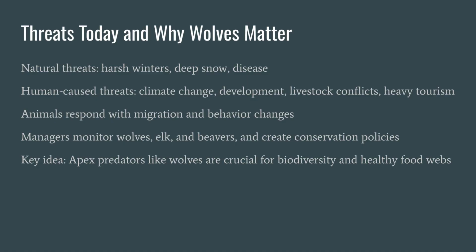Wildlife managers now carefully monitor important species like wolves, elk, and beavers, and they use conservation policies and education to try to keep the ecosystem balanced. Overall, Yellowstone shows how important apex predators like wolves are for maintaining biodiversity and healthy food webs. Biotic factors, such as predation and competition, and abiotic factors, like climate and water, all work together to shape populations. To keep Yellowstone's ecosystem healthy in the future, we need careful conservation and management, and we need to understand how all the parts of the food web are connected.